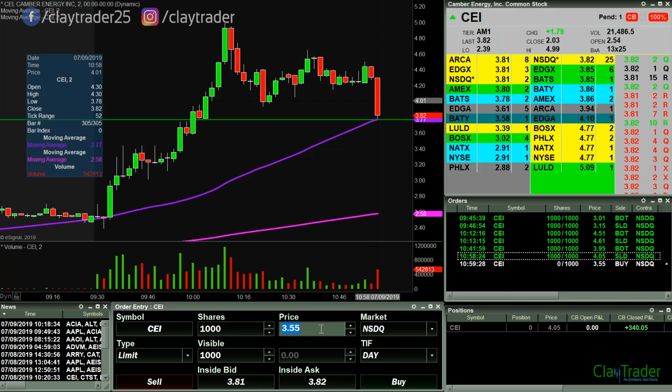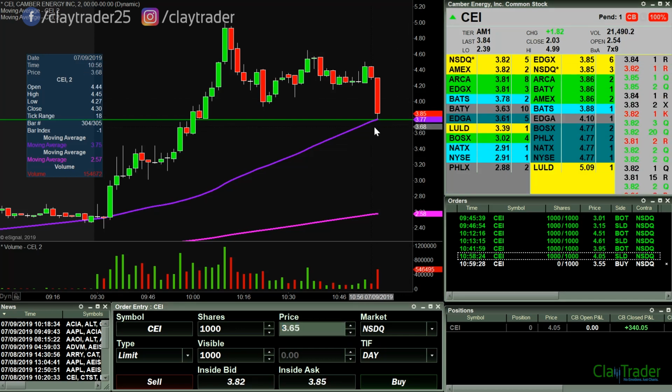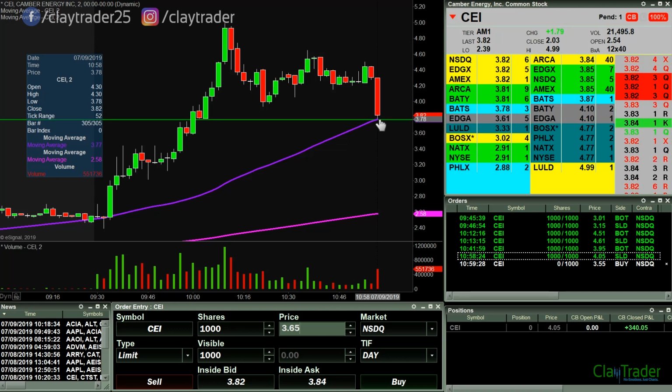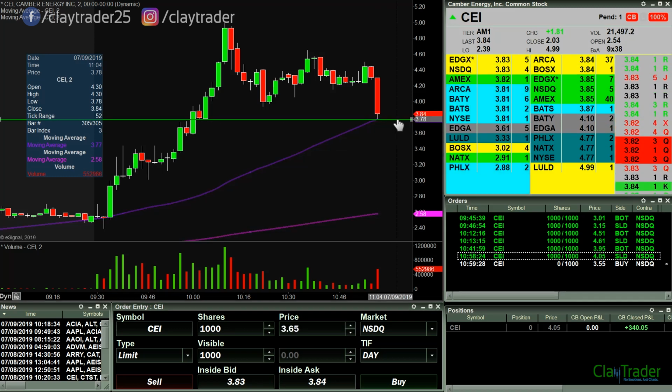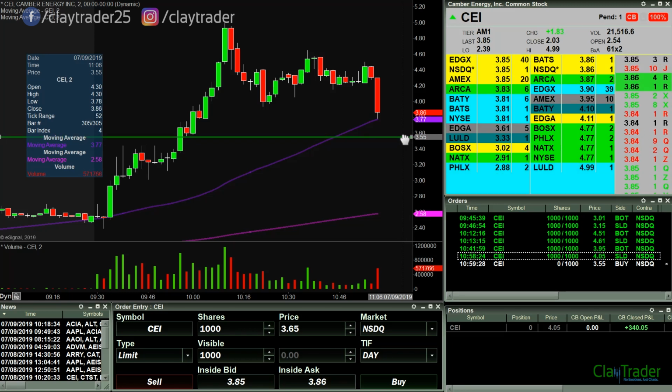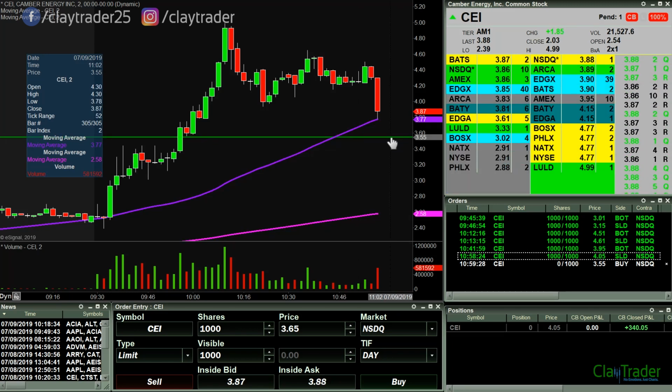All right, well, at this point, I'm going to go down to 355. So 355 now entry point. It basically bounced right off the level that I wanted, but I never got any shares. So I'm going to go ahead and adjust this level down to the next entry area, which is represented by that green line right there.